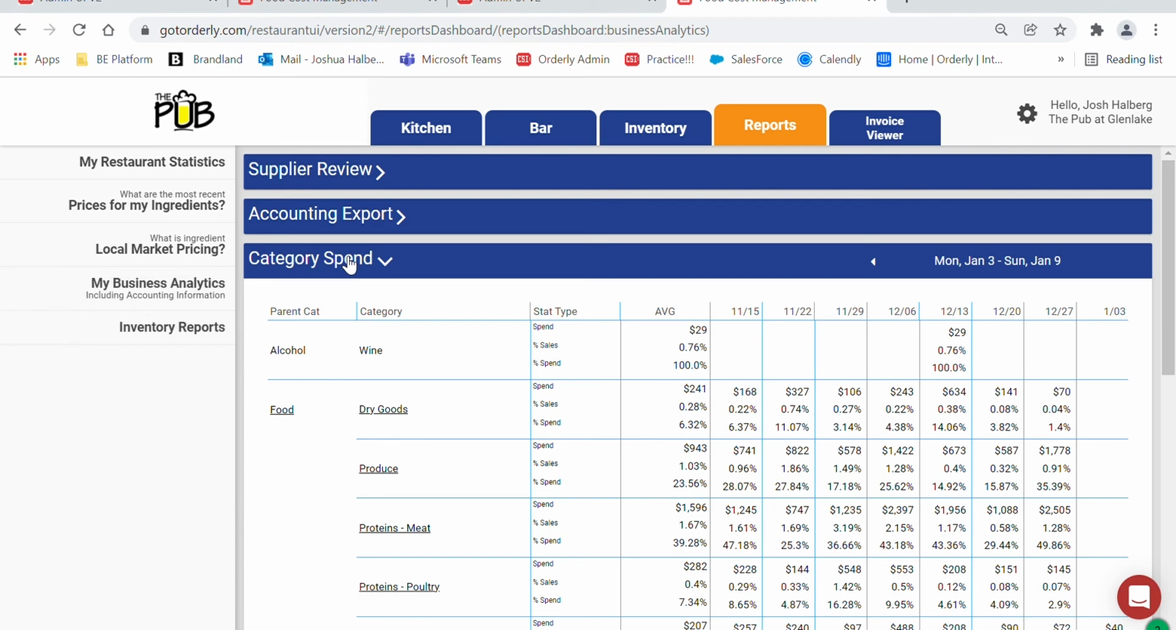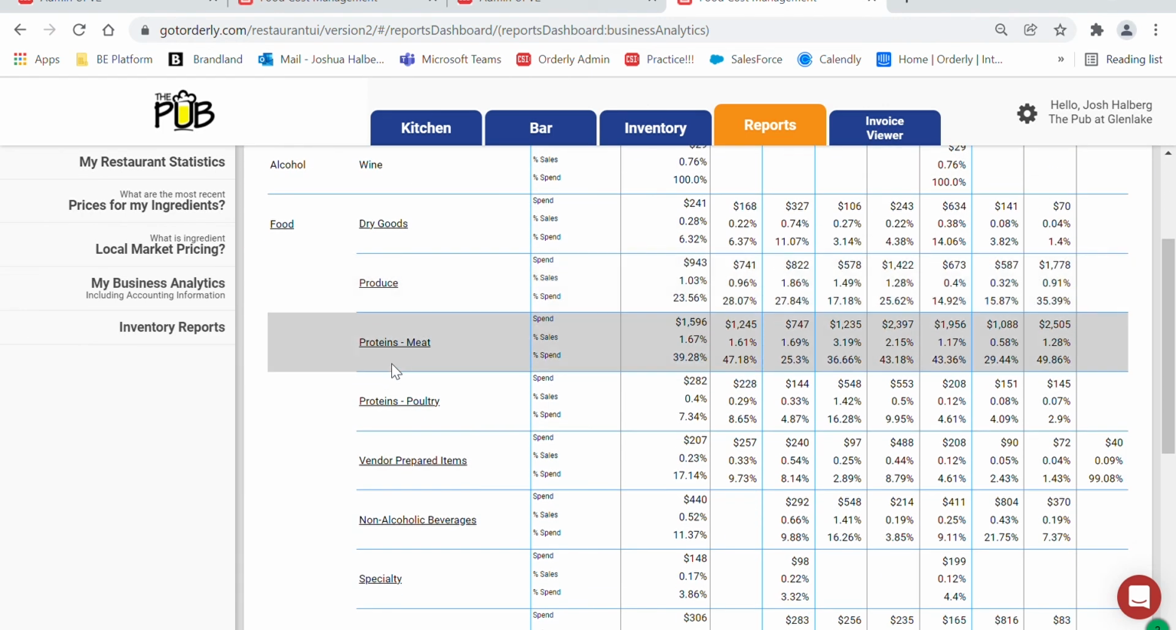Remember, it doesn't mean that there's not a good reason for the fluctuation. We just want to give you the tools to help you find out what that reason is. Maybe you're running a special on burgers, so you ordered heavy that week. Maybe you took an underperforming item off the menu. Or maybe there was a substantial price increase on one of your most ordered ingredients. Orderly's goal is to help you be able to find out the why.